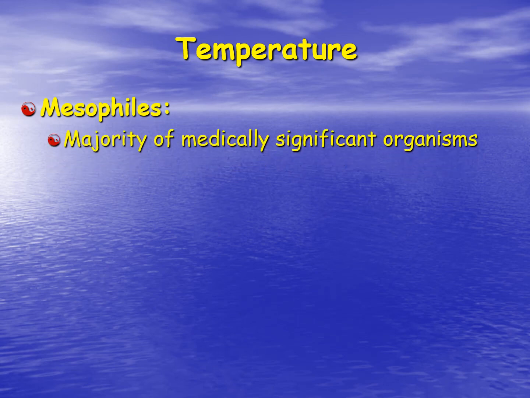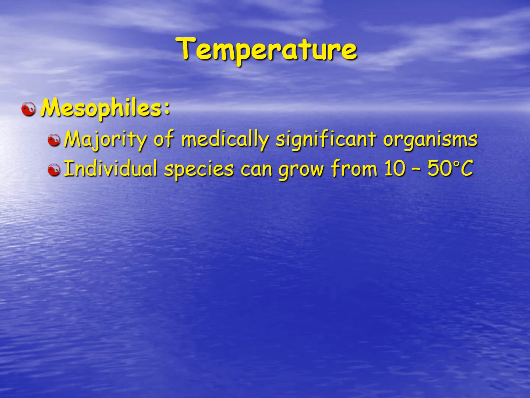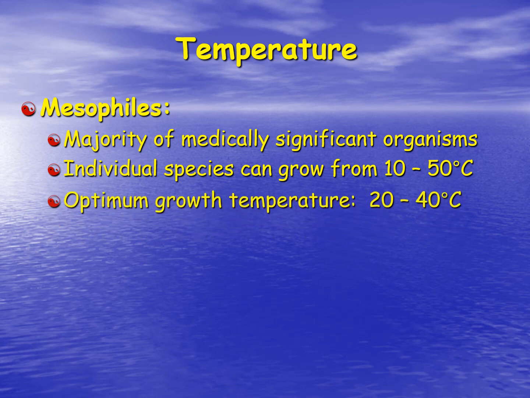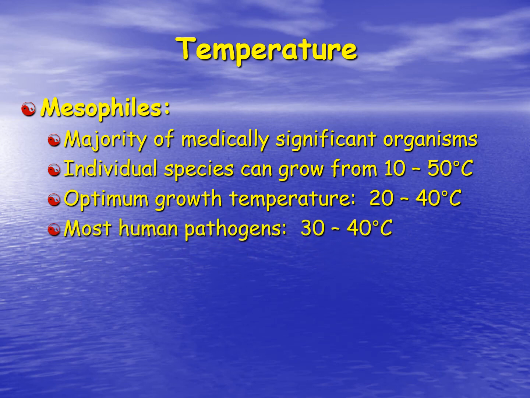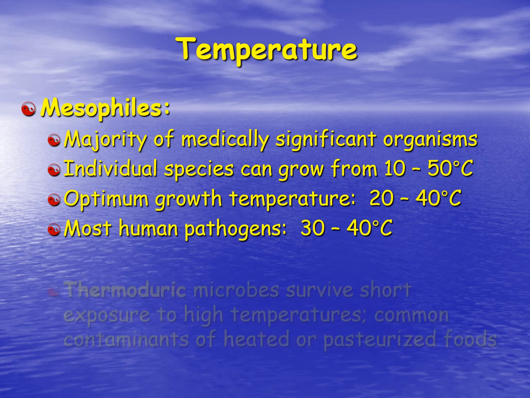Mesophiles are the majority of the medically significant organisms, because individual species grow anywhere from about 10 to 50 degrees Celsius, but the optimum growth temperature is body temperature at 37 degrees. So most human pathogens like it right at 37. And so why would we maybe not want to take the fever down of an individual? Let you think about that for a little while.